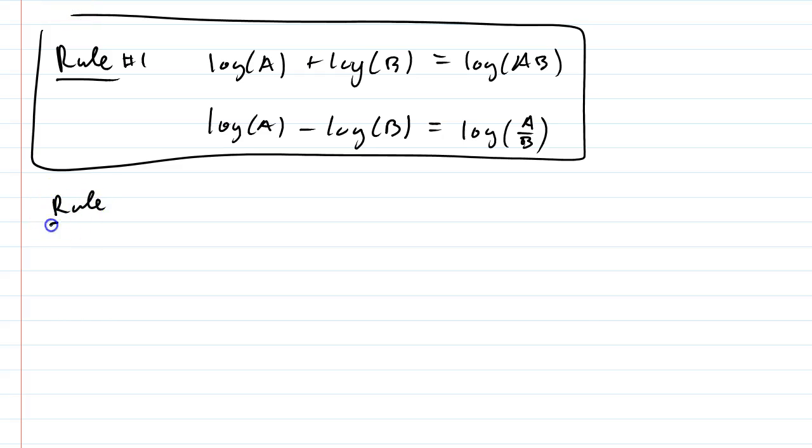Rule number 2 follows from this, but it happens so often it's worth noting. If you have the logarithm of, let's say, a to the p power, you can actually rewrite it as p times the logarithm of a. So sometimes it's called the power down rule. You bring the p out and down and do multiplication instead.